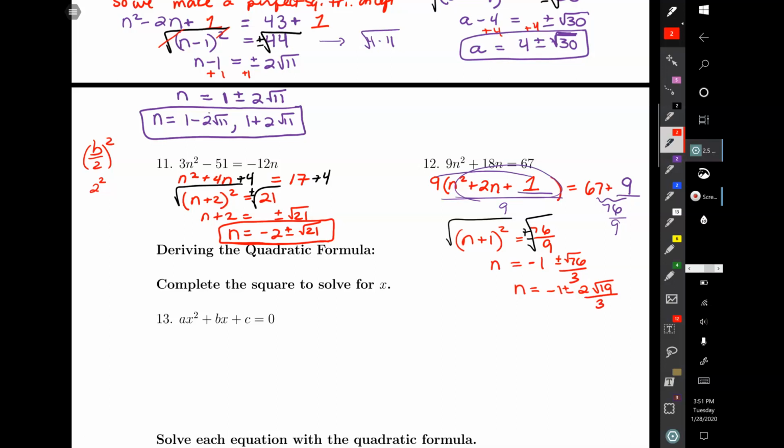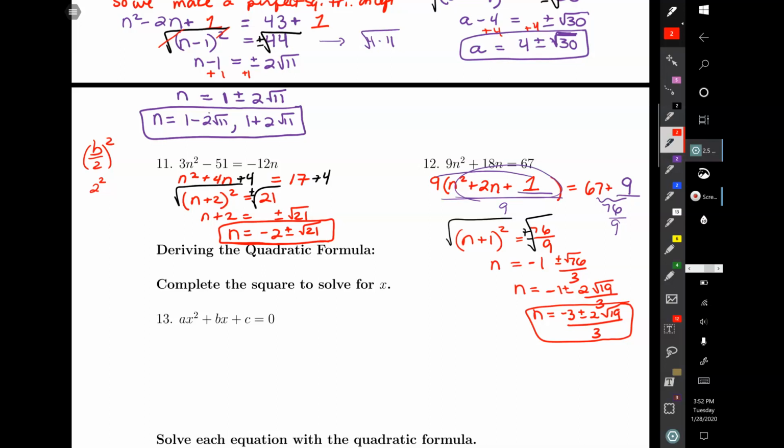You can make it all be over 3 if you want. You could multiply this -1 by 3 over 3 and have an equivalent fraction. So you would get -3 plus or minus 2 square root of 19, all over 3, as probably your best final answer, but I think the other is fine.